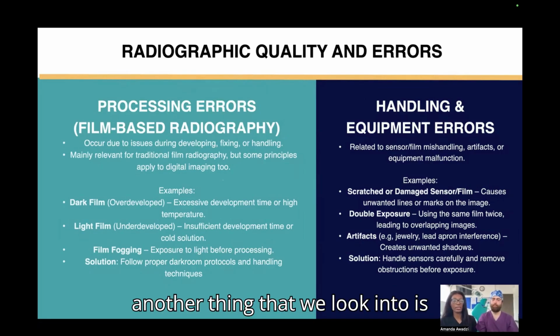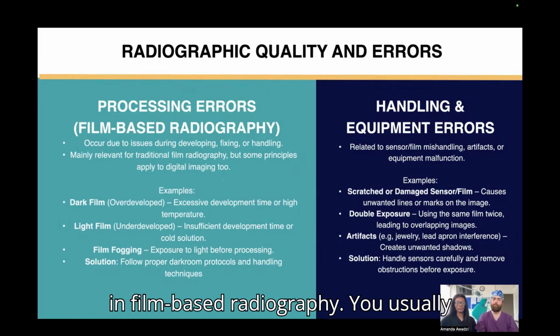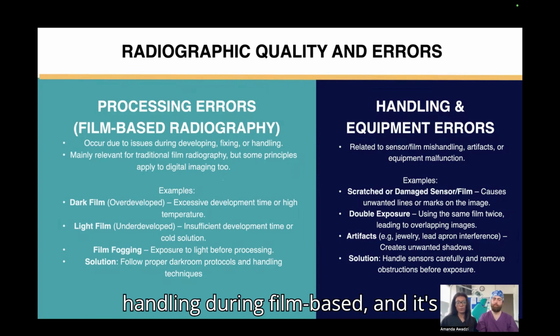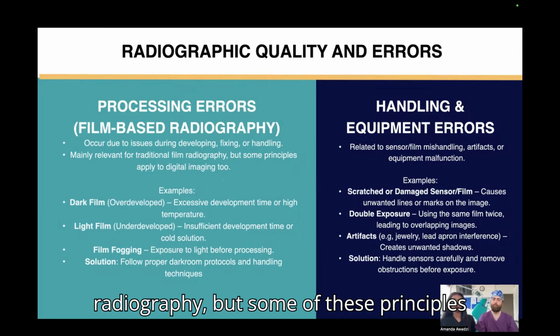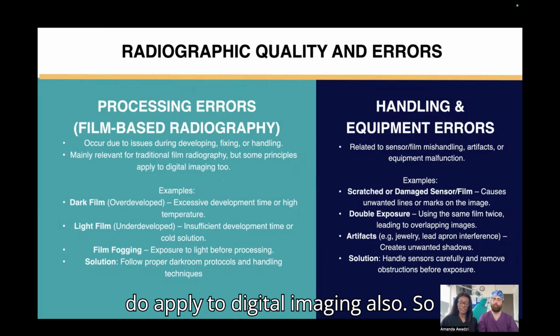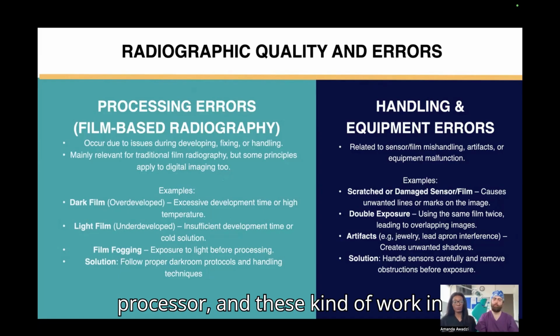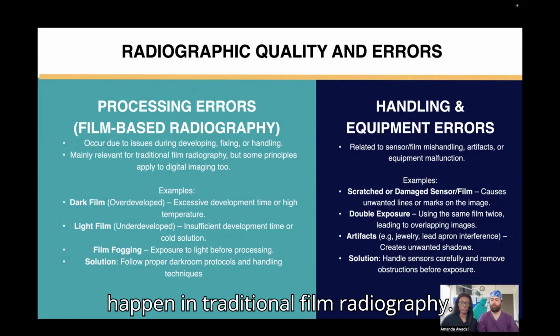So another thing that we look into is quality and errors. Processing errors is one of them, and this is mainly in film-based radiography. You usually get issues during developing, fixing, and handling, and it's mainly relevant for traditional film radiography, but some of these principles do apply to digital imaging also. So there may be faults potentially with your processor, and these work in tandem or very similarly to what would happen in traditional film radiography.